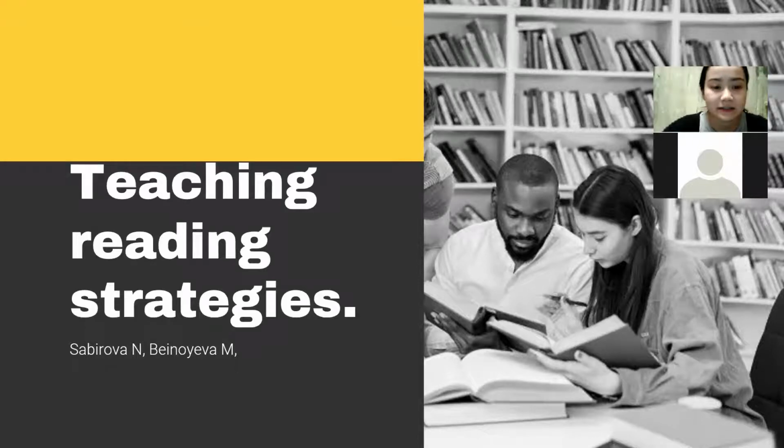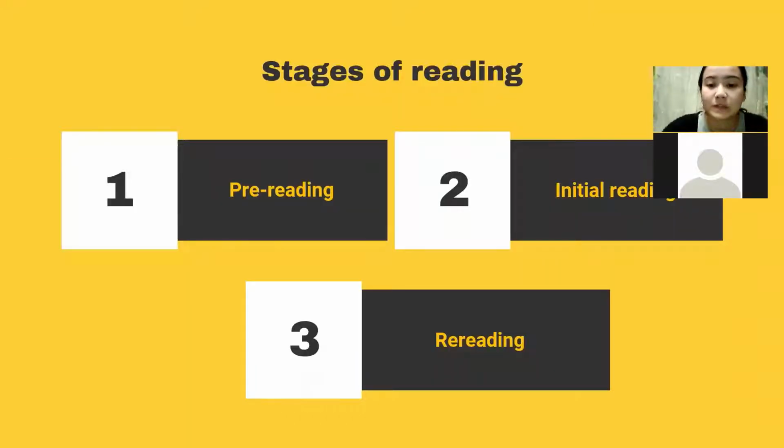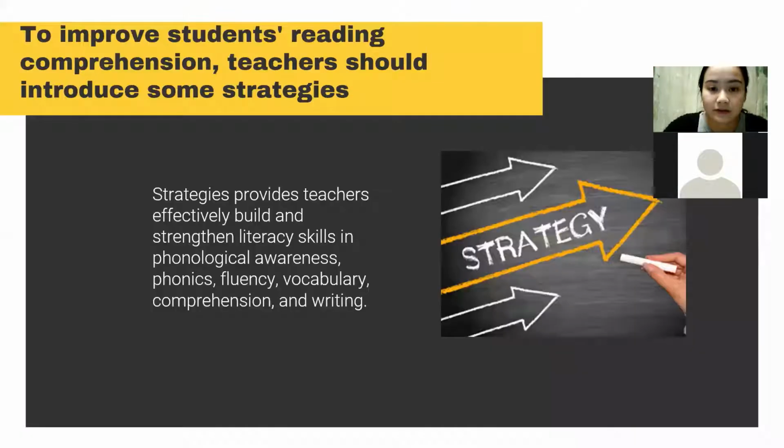Today we are going to discuss teaching reading strategies. We know that reading consists of three stages. First is pre-reading, and it includes preparation. Second one is initial reading. Under initial reading we mean finding out some information. And last one is rereading.